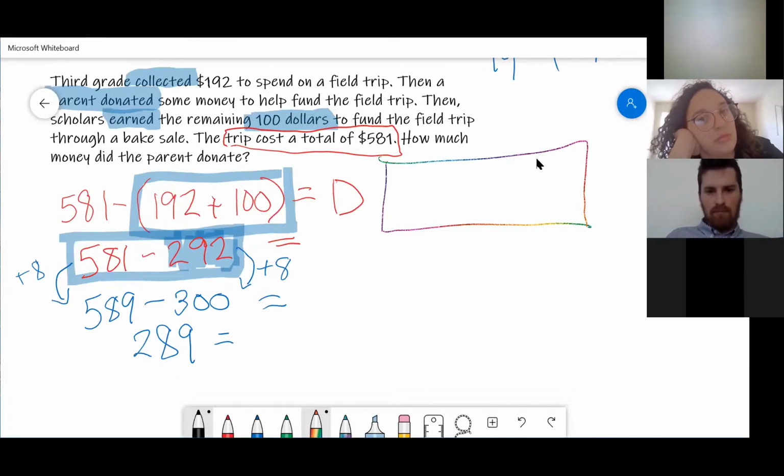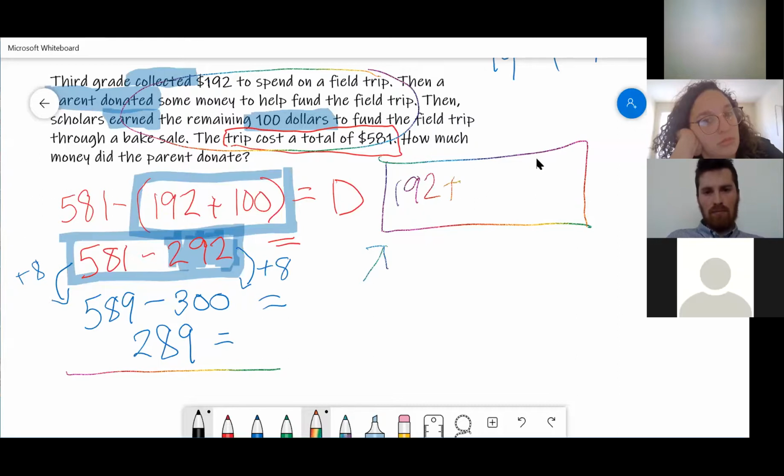I'm wondering if you can create the equation that matches this part of the word problem today. This is how we went about solving. I want an equation that matches the word problem. The equation that matches the word problem is 192 plus question mark plus 100 equals 581.